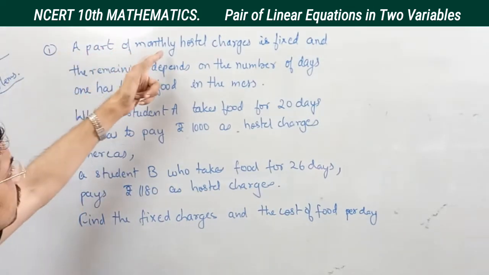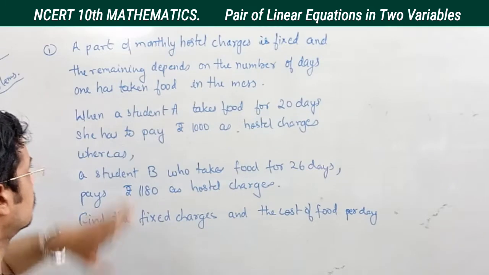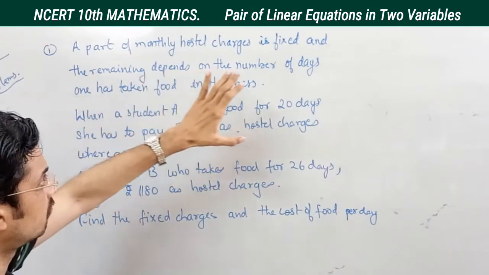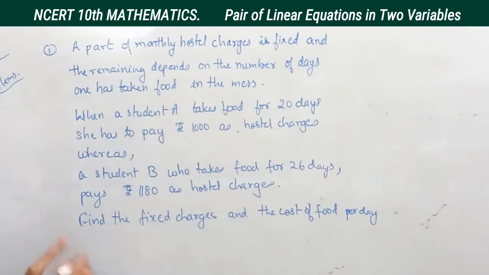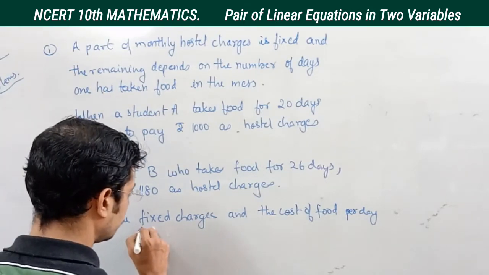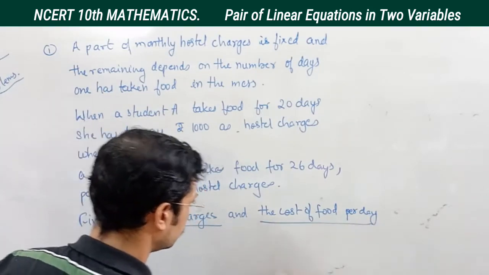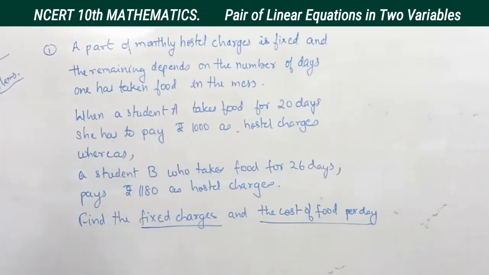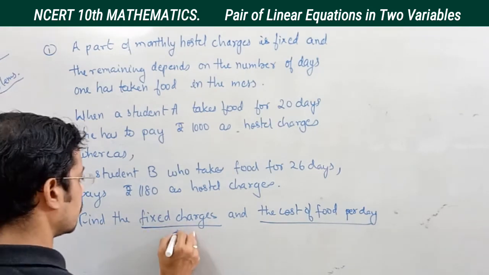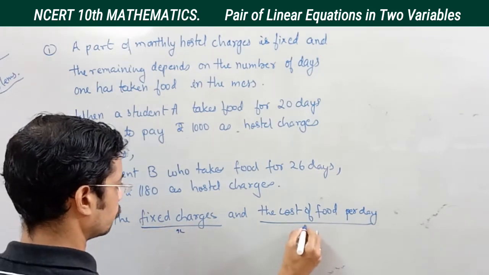Part of monthly hostel charges is fixed and the remaining depends on the number of days that one has taken food in the mess. Find the fixed charges and the cost of food per day. Now let us assume that the fixed charges are X rupees and the cost of food will be Y.